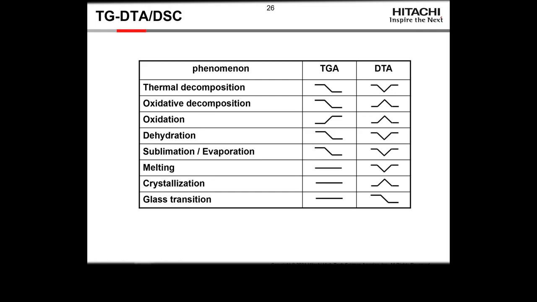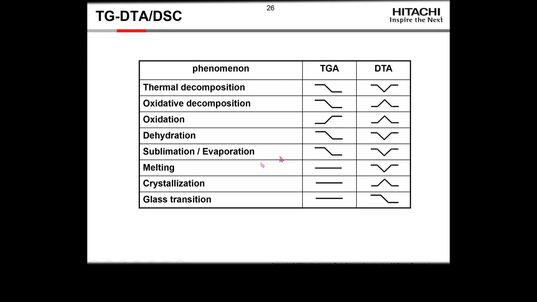But we can look at things like a thermal decomposition, and we'll see a weight loss, and we'll see a peak in the DTA. And we can go down, and with the two of these, we can sort out things that would normally be different, because thermal decomposition and oxidative decomposition are going to give you the same kind of TGA curve, but they give you different DTA curves.